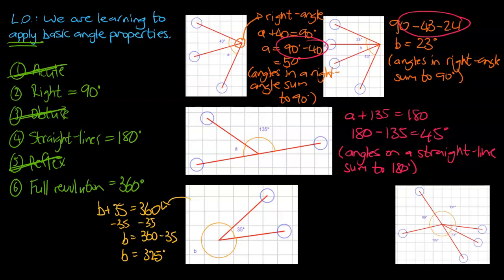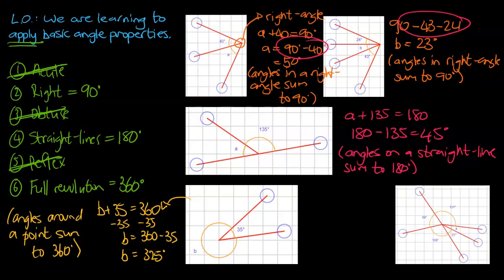And in terms of reasoning, how do I know that? Angles around a circle, or you might want to say around a point, or in a full revolution, but let's stick with angles around a point, sum to 360 degrees.